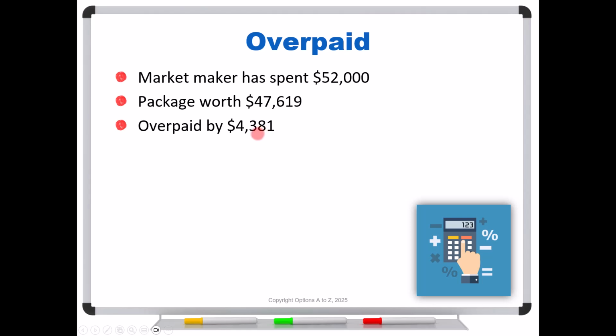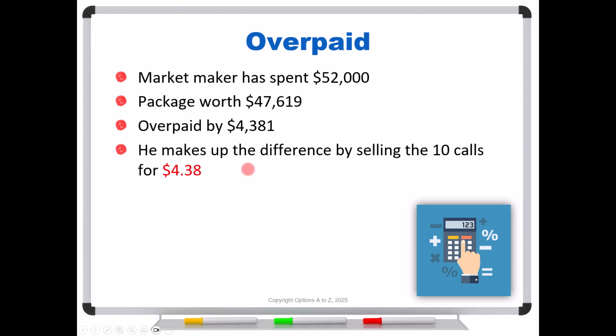Remember, he's going to get a credit for selling you those calls. You're going to get the debit, you're buying them. He's going to collect that money. So he's going to make up this difference, the amount that he's overpaid here, by selling the 10 calls for $4.38. And that's a very long, roundabout way of showing what the Black-Scholes model is doing. It's a different approach, but we can do it by keeping the position hedged.